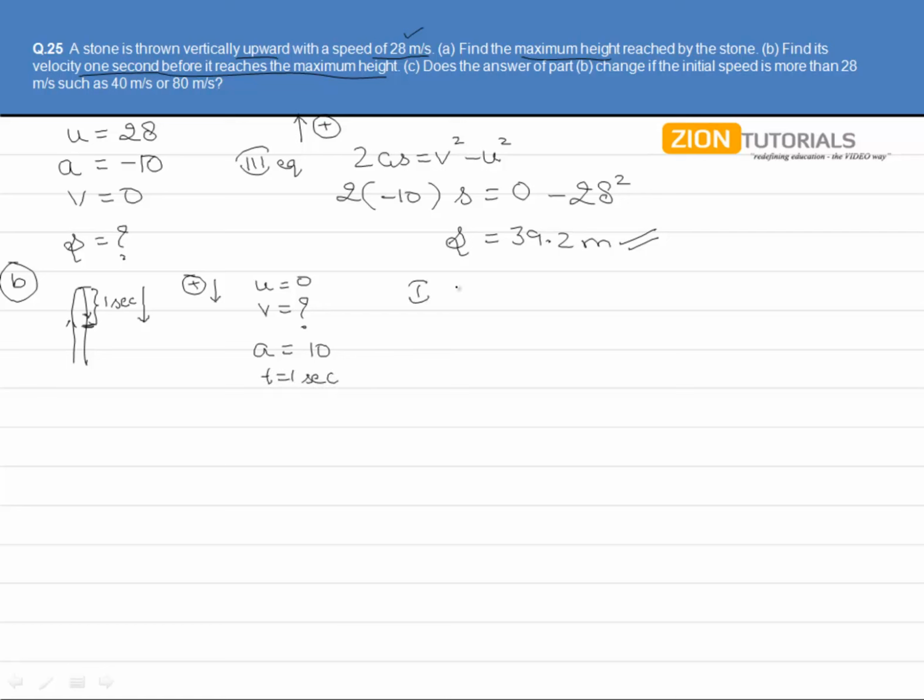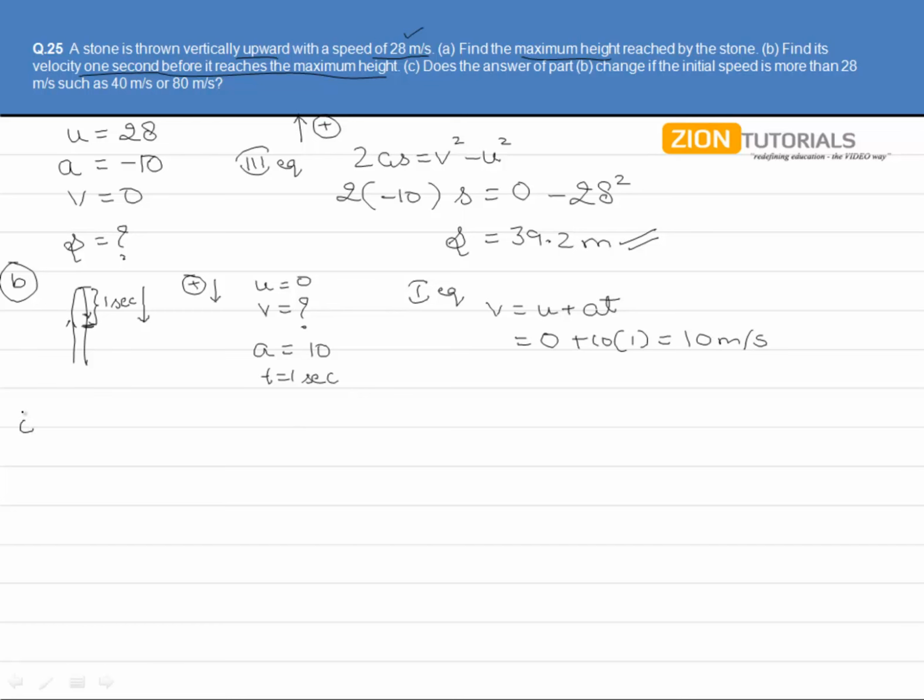Employing the first equation of motion, we have v equals u plus at, in which v we need to find out, u is 0, a is 10 and time is 1, giving us the final velocity as 10 meters per second.